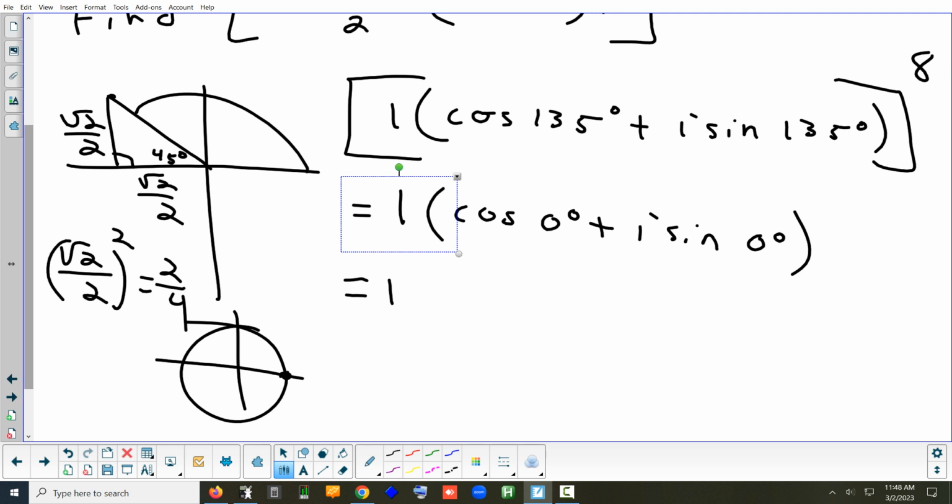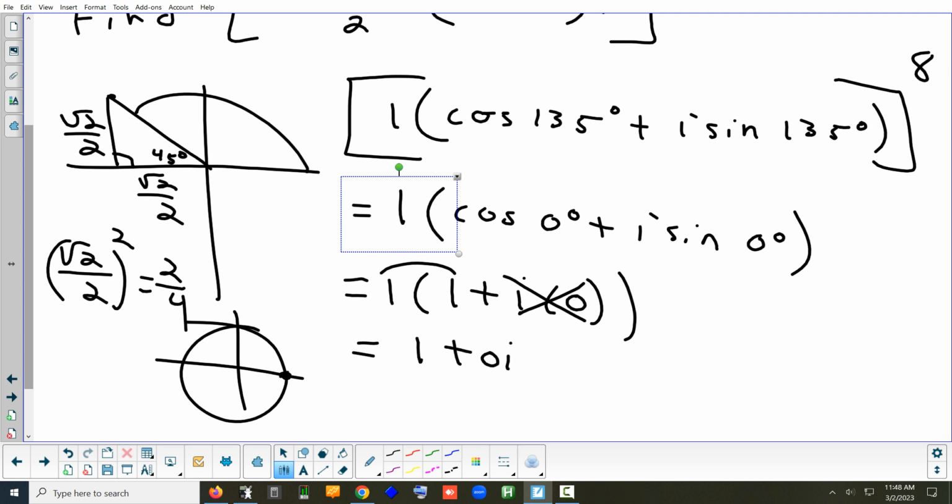What's the cosine of 0? 1. And what's the sine of 0? 0. So because the sine is 0, that wipes out the imaginary part, which means there's no vertical movement when you graph this. Now you're just left with 1 times 1, which is 1. If you want to think of it as imaginary, it's 1 plus 0i, but I usually don't write that. There you go.